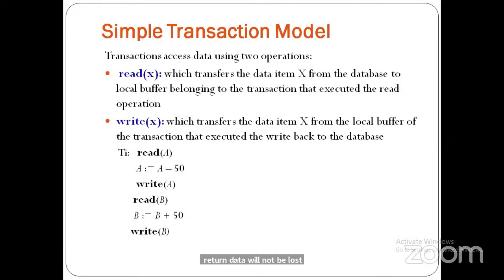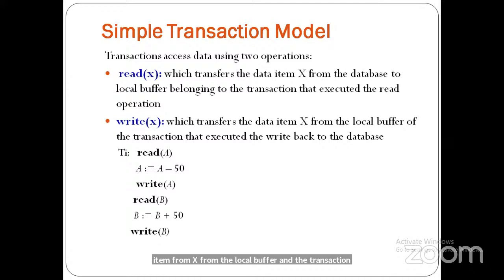So see the simple transaction model. A transaction accesses two operations, that is read and write. Read X is nothing but transferring the data item X from the database to the local buffer belonging to the transaction that executed the read operation. Next, write X transfers the data item X from the local buffer of the transaction that executed it right back to the database.